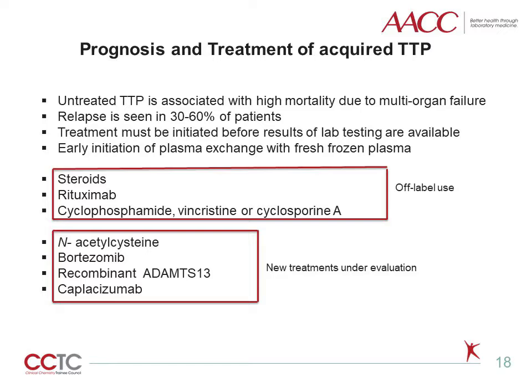exchange with fresh frozen plasma, which is continued for a minimum of 2 days after complete clinical remission that is identified by normal platelet count, normal LDH, and resolution of neurologic symptoms. Other treatments for resistant cases include the off-label use of immune suppressive and immune modulatory drugs like steroids, rituximab, cyclophosphamide, cyclosporin A, or vincristine. New treatments are also being evaluated, including N-acetylcysteine, bortezomib, recombinant ADAMTS13, and caplacizumab.